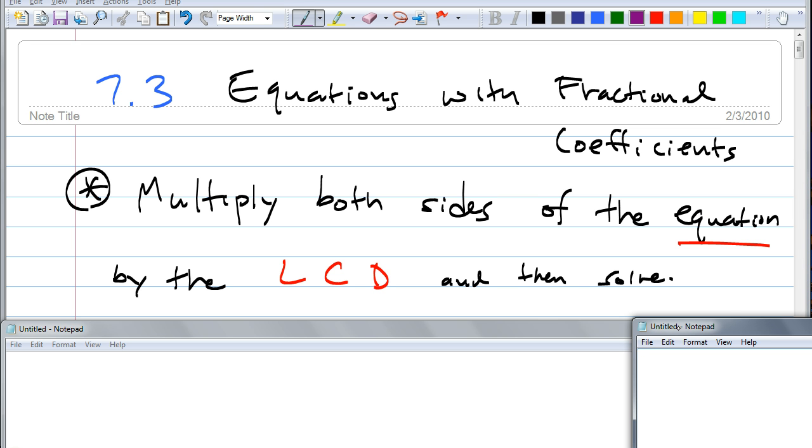You get an equation without any fractions then, which is really easy because we know how to solve those equations, right? Easily. So that's the key idea. Again, like last time, we're going to be multiplying both sides by the LCD. So please remember, whenever you have equations with fractions, just multiply both sides of the equation by the LCD, and it just makes it so much easier. We'll show you in a minute.